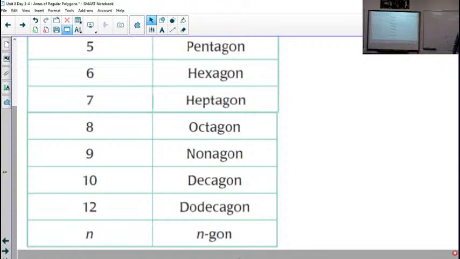Okay, so we're talking about the area of regular polygons. So we talked about these are all the polygons. Right, these are the names for all the different shapes that we have. So now we're going to talk about what it means to be a regular polygon.